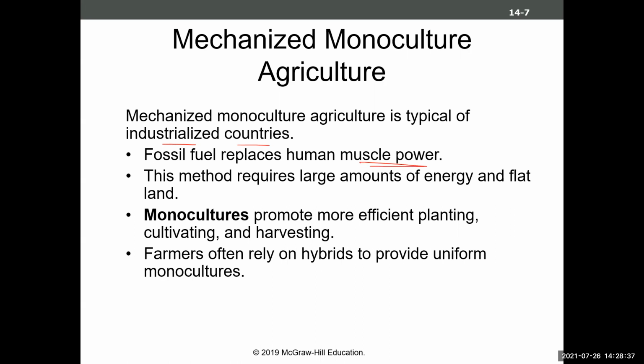Fossil fuels are replacing muscle power, and the mechanized monoculture requires large amounts of energy to run those machines. Also, the energy that's tied up in the production of fertilizers is substantial. And so not only does that require a large amount of energy, but it also requires flat land, because you have to be able to drive that machinery over those fields multiple times in order to plant and harvest those crops. And the monocultures actually have more efficient planting, cultivating, and harvesting methods because they're focusing on one type of crop in every field.